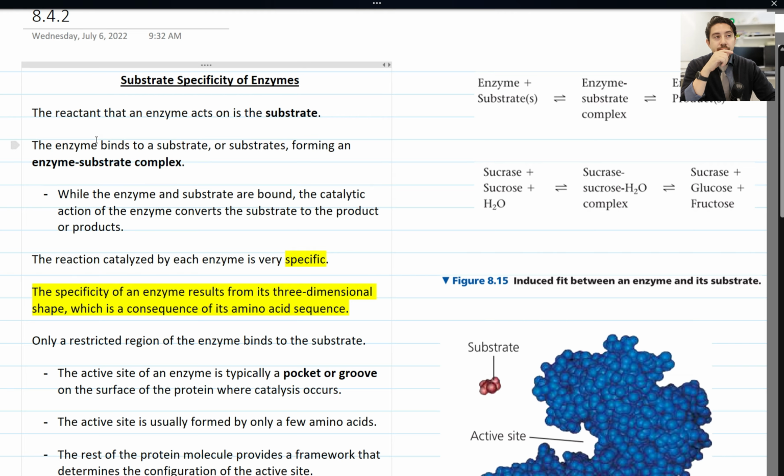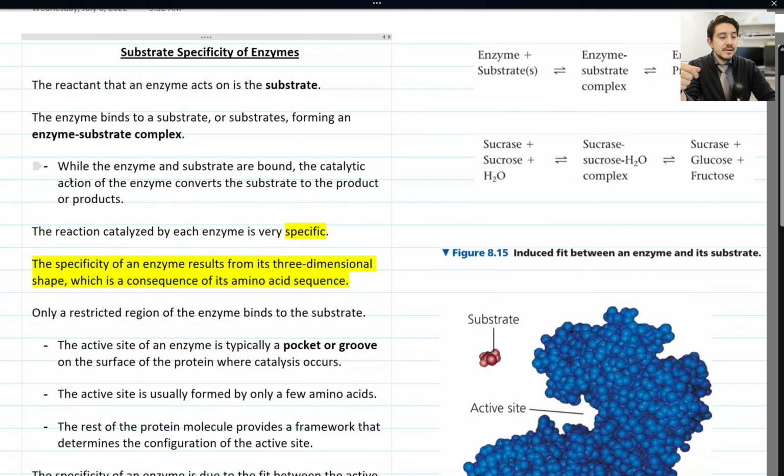So whenever that reactant binds to the enzyme, it's referred to as an enzyme-substrate complex. Okay. And in terms of enzyme activity, those reactants that bind to the enzyme are called substrates. And as they're bound together, the catalytic action of the enzyme will convert that substrate to the product. The enzyme doesn't get affected, just the substrate.